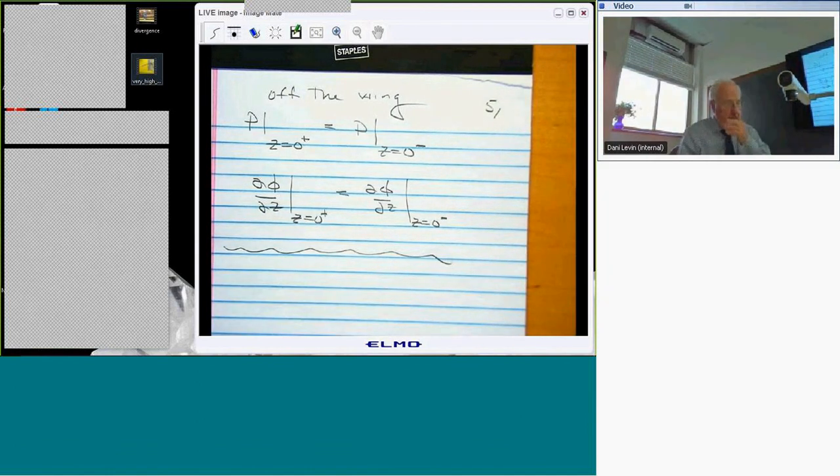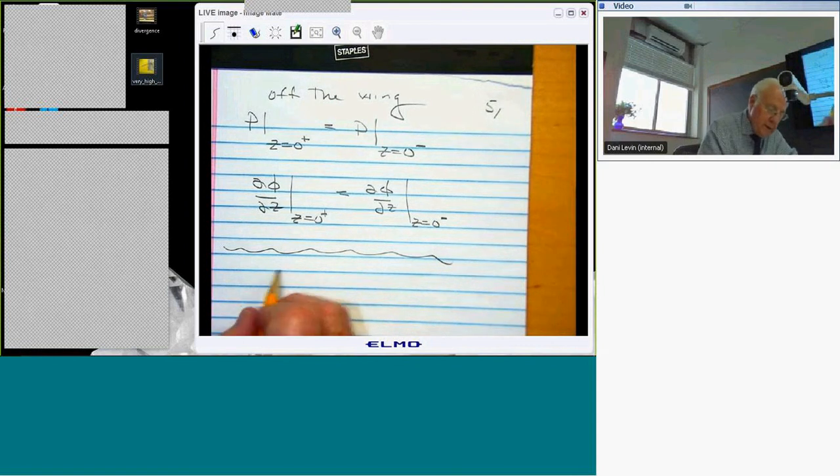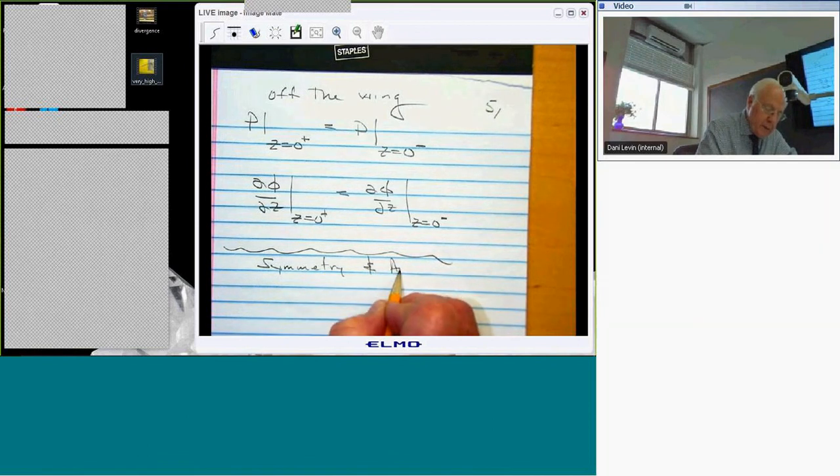Now, a little magic will be performed. No, not too much. Now's the time to think about symmetry and antisymmetry, but with respect to the z coordinate. So we're going to talk about symmetry and antisymmetry with respect to z.